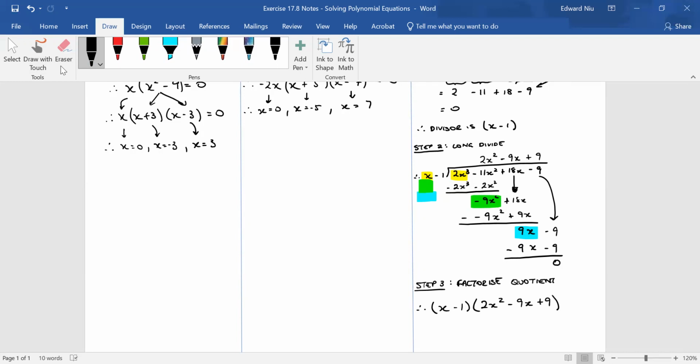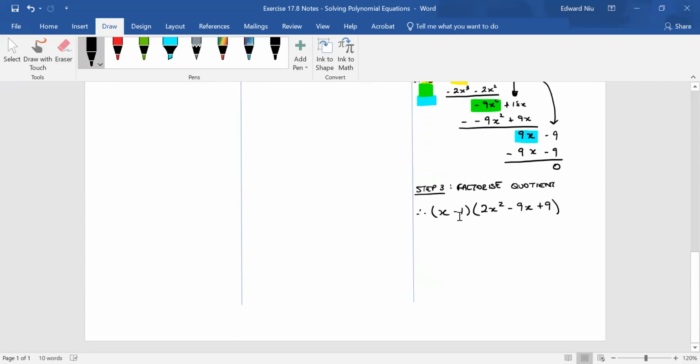And then what we notice is we've got ourselves already one of the x values, which is positive 1, but then we have to factorize the 2x squared take 9x plus 9. Let's see. Let me see what the best method is.